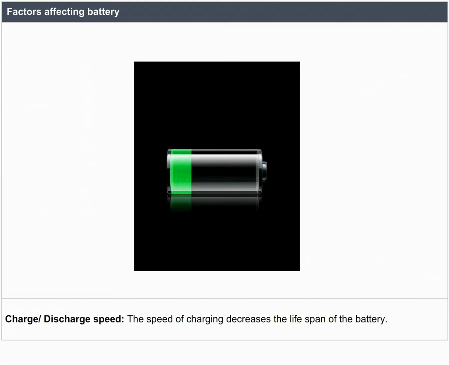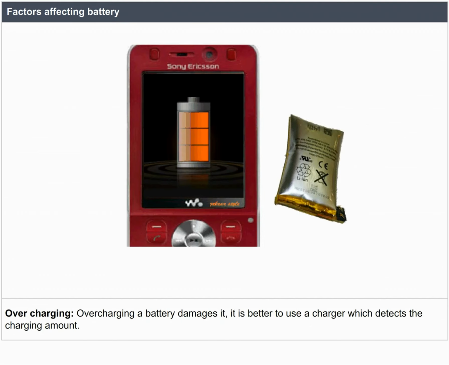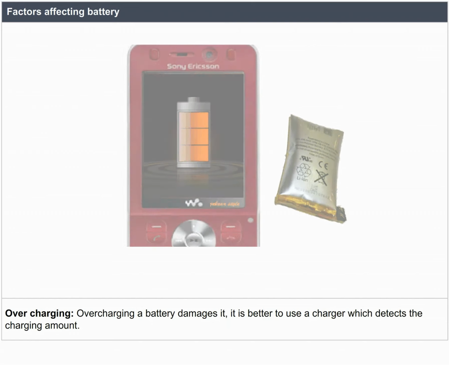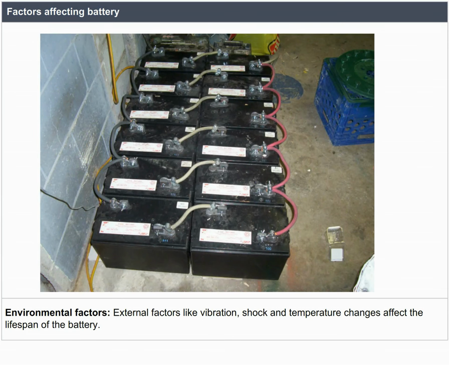Charge-discharge speed. The speed of charging decreases the lifespan of the battery. Overcharging. Overcharging a battery damages it. It is better to use a charger which detects the charging amount. Environmental factors. External factors like vibration, shock, and temperature changes affect the lifespan of the battery.